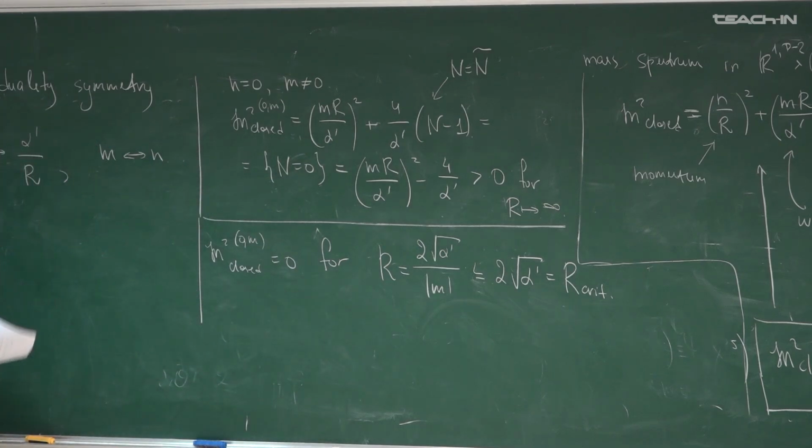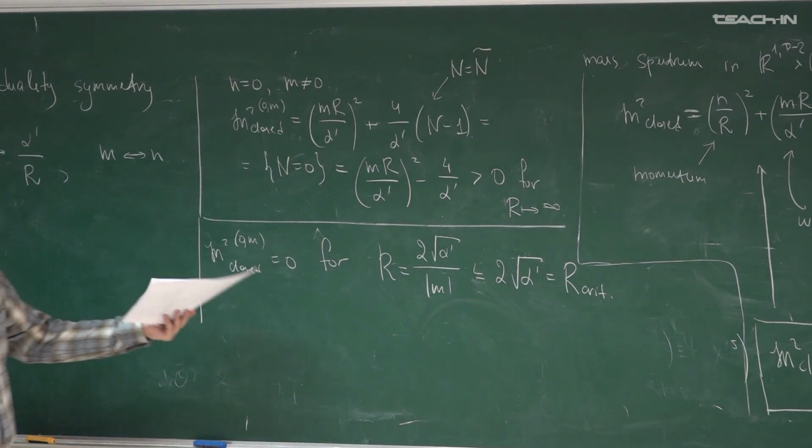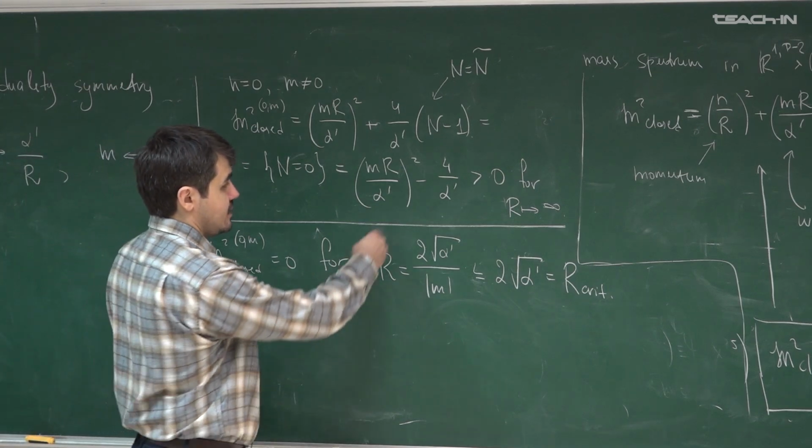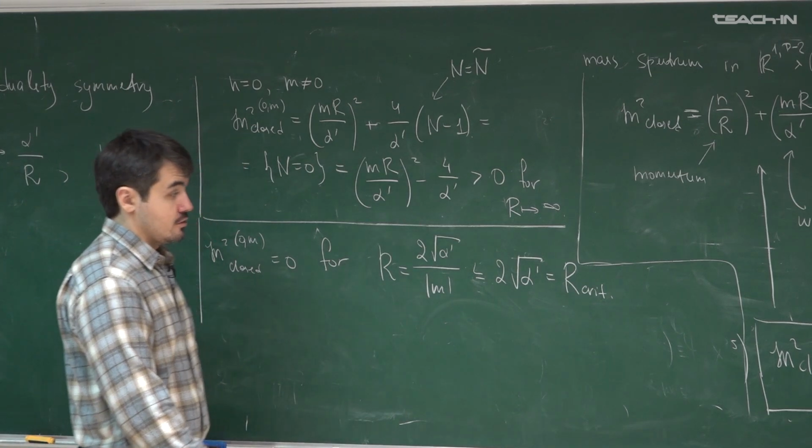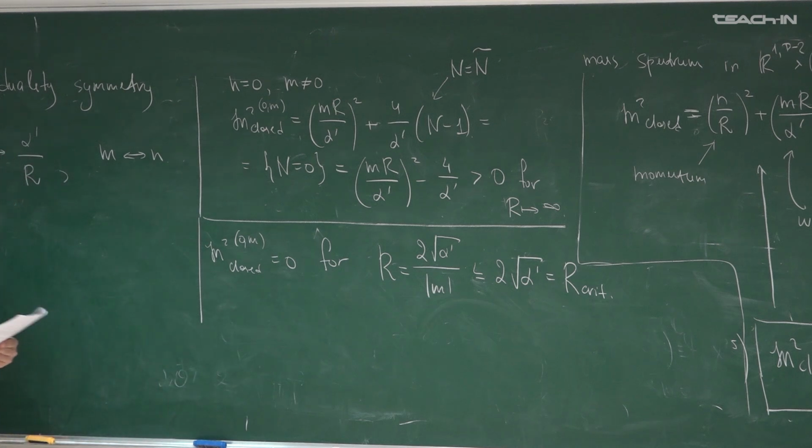So for larger values of m, there will be additional states that will become tachyonic for smaller values of r. So as you reduce r, there will be more and more tachyonic states.